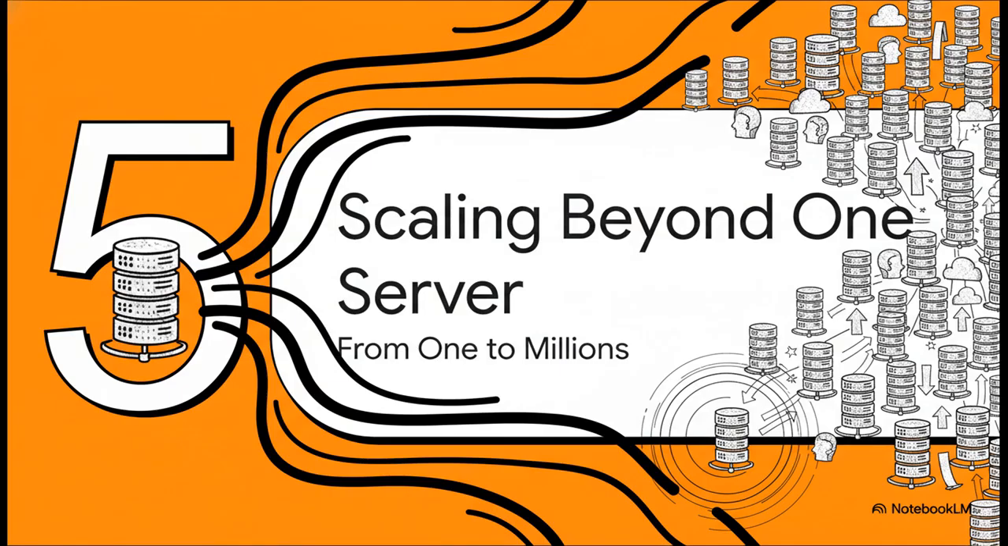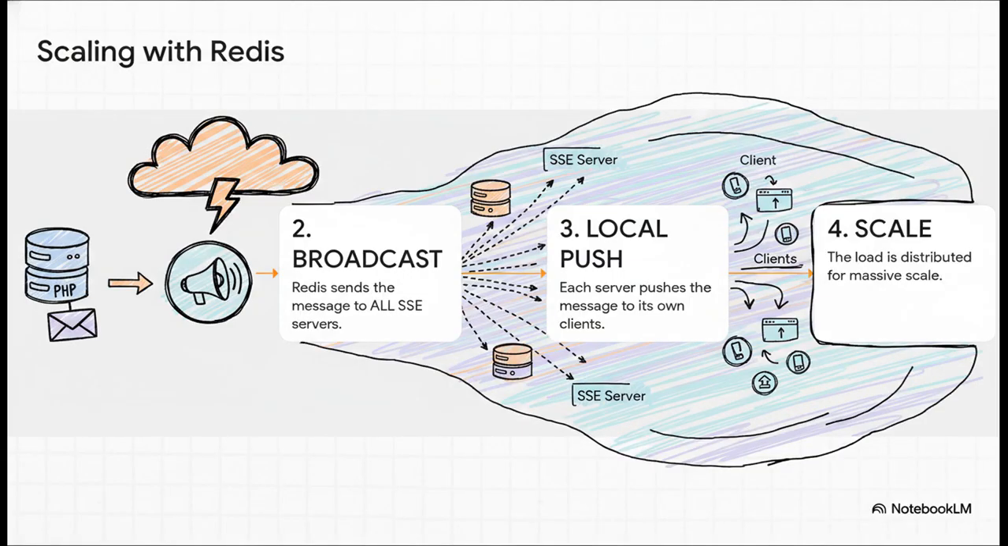This whole setup works beautifully on one server, but the true test of any architecture is, can it scale? So let's talk about how we take this design from a single server to handling potentially millions of users. The trick to scaling is pretty simple. We swap out that local UDP nudge for a distributed message bus, something like Redis pub/sub. Now, when a new event happens, your app publishes it to a central Redis channel. Redis acts like a giant megaphone, instantly broadcasting that message to all of your SSE servers at once. Then, each of those servers just pushes the update to its own little group of connected clients. The load gets spread out, and you can scale this thing out as wide as you need to.